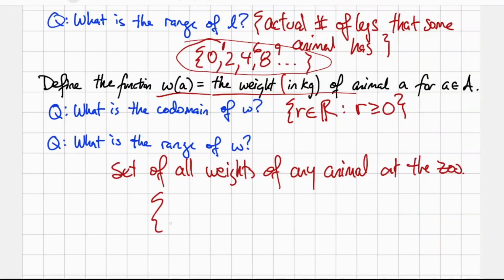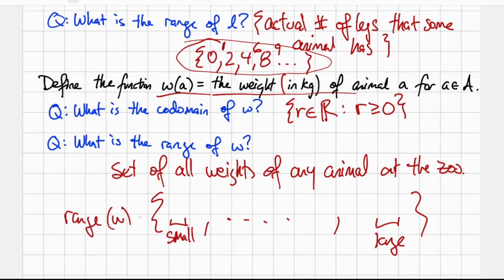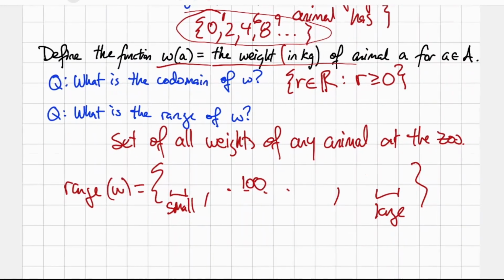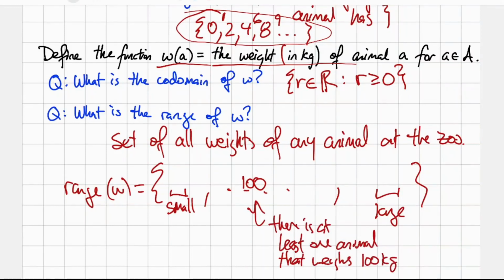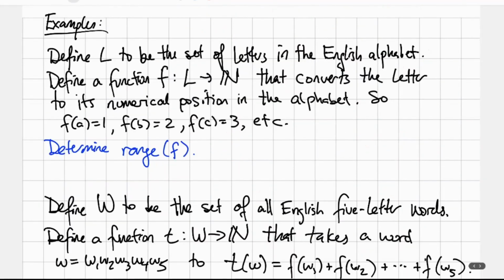We've got animals that have very small weights. We've got animals that have very large weights. And this would be the range of the W function. It would be the set of all possible weights where, if there's a number in here that's 100, that's telling us that there is at least one animal that weighs 100 kilograms. There may be multiple animals that weigh 100 kilograms, but we're just saying that there is at least one animal.